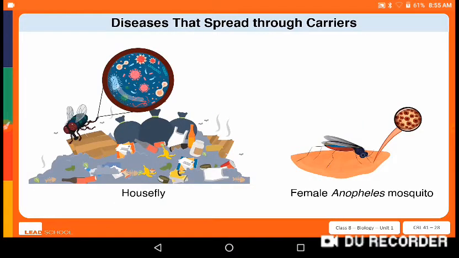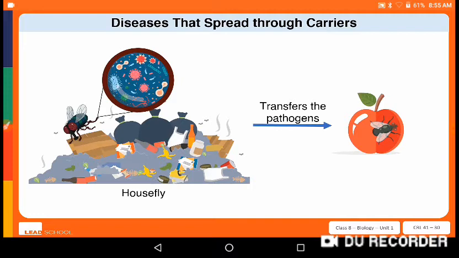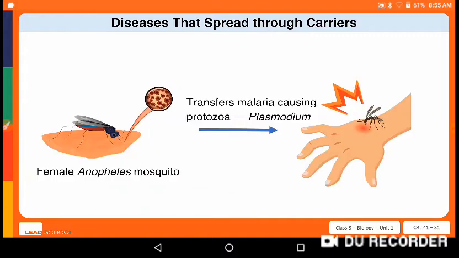Diseases can also be spread by carriers, which are insects or animals that carry microorganisms. Houseflies sit on garbage or animal excreta where pathogens stick to their bodies. When they fly and sit on uncovered food, they transfer the pathogens to it. When a person consumes such contaminated food, they get diseased. Similarly, a female Anopheles mosquito can transfer the malaria-causing protozoa Plasmodium from an infected person to a healthy person, thus causing malaria.